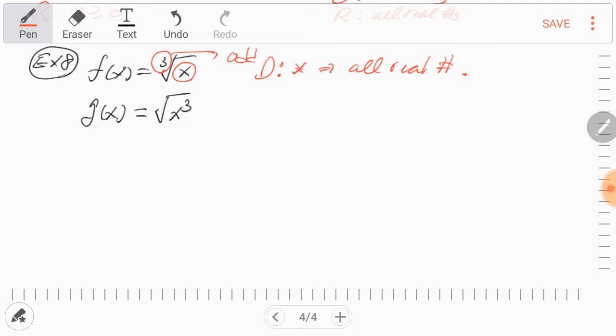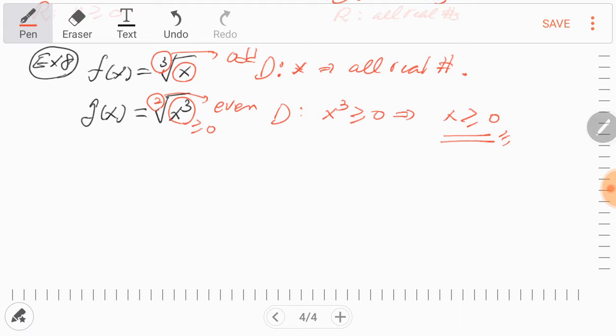Okay, how about g of x? This function has an even index. So what happens? The radicand has to be greater than or equal to 0. So the radicand x cubed has to be greater than or equal to 0. This implies that x has to be greater than or equal to 0.